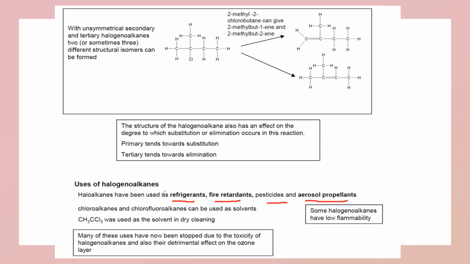What is the reason? Refrigerant gas: these halogen alkanes are gases, and they have a greater tendency to absorb heat energy. That's why we are using them as a refrigerant gas. Fire retardant, because they are not flammable or have low flammability, that's why they are used as a fire retardant. We are also using them as an aerosol propellant gas, as it does not catch fire.